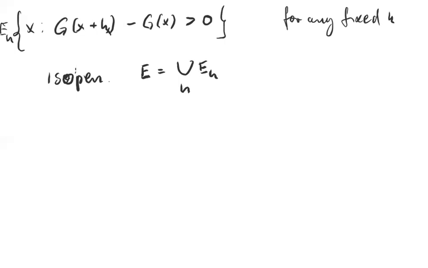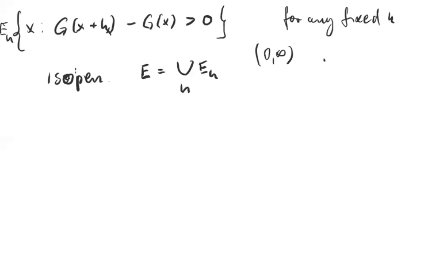Because G is a continuous function. And so G of x plus h minus G of x is also a continuous function. It's the inverse image of the open set 0 to infinity. Oh yeah, that's right. So it's open, and then you take the union of all of them, and therefore E is open. Okay. Next question.